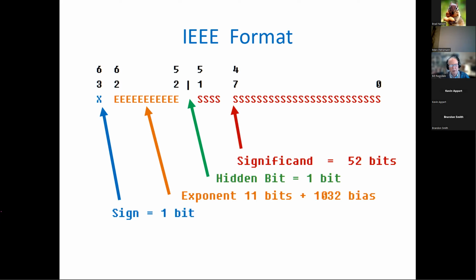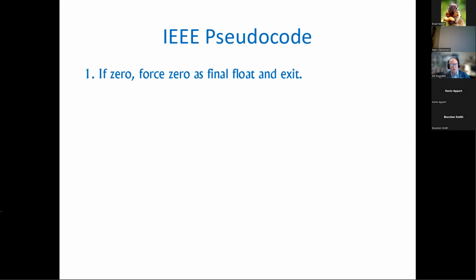Of course, the hidden bit is still there in position. It's in the 52nd bit position, and then the significand is a total of 52 bits. The pseudocode for this is sort of the one we saw before, but done in reverse.